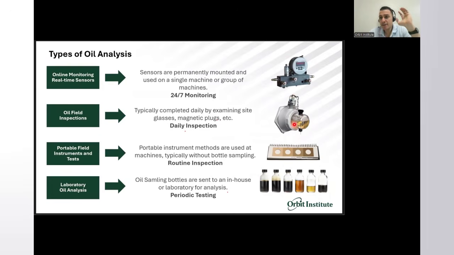Just like the online systems of critical rotating equipment that monitor the vibration, and you can do a vibration analysis through it. Second, you can do an oil field inspection. This is just inspection, not analysis. You can use sight glasses, magnetic plugs, or any other accessory that can be added to your machinery in order to do a daily inspection.